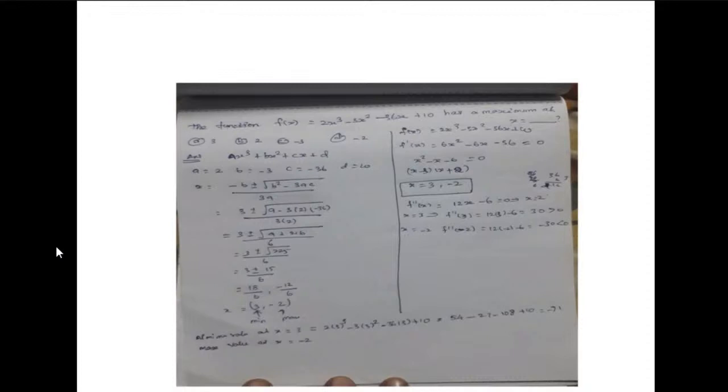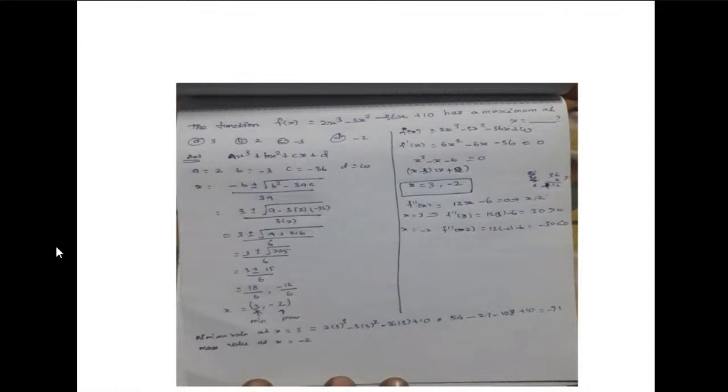Here the general equation in cubic format is ax cube plus bx square plus cx plus d. This equation is in this format, so we can find the root value using our formula, or you can use the derivative method. Whichever is easiest for you, you can follow.